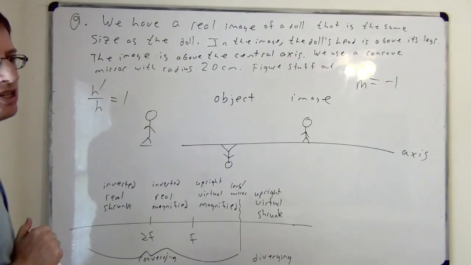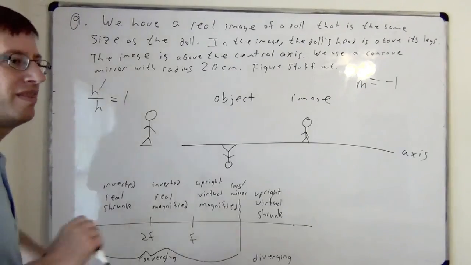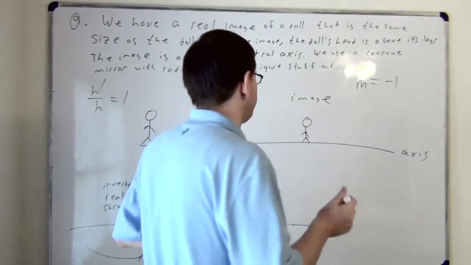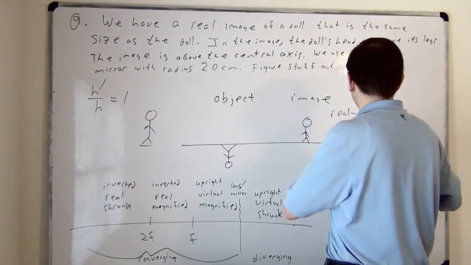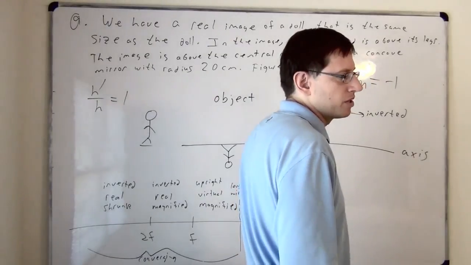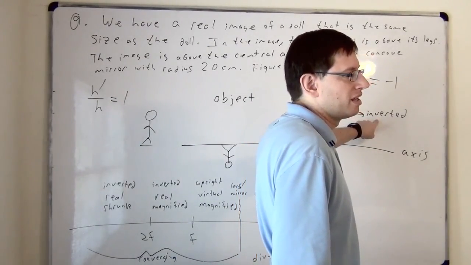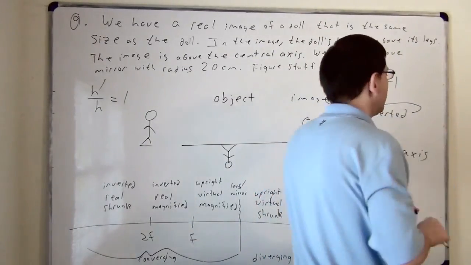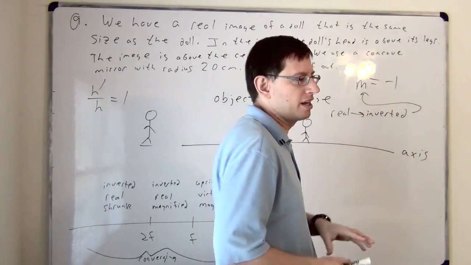Now this is a real image, and real images are always inverted. I think they would accept that on the test. You could just say, we know that it's inverted, because real images are always inverted. And since it's inverted, M is negative 1. So I think you need a little explanation like this on the test in order to explain how you know that M is negative 1.